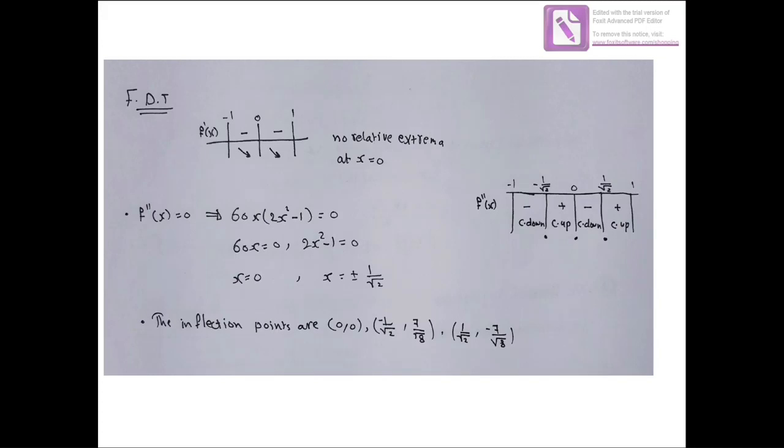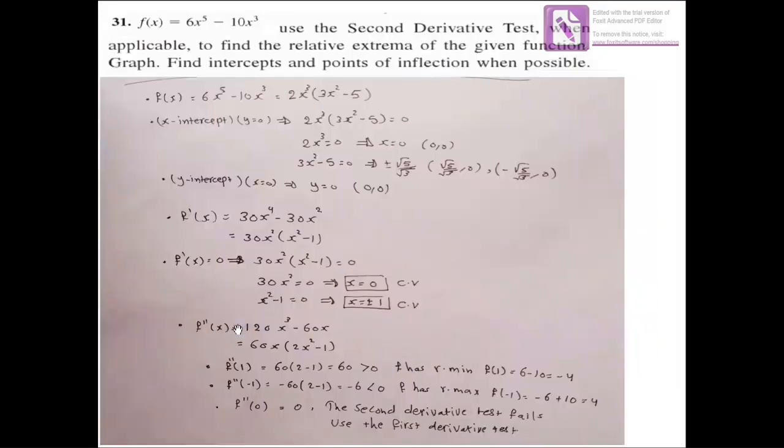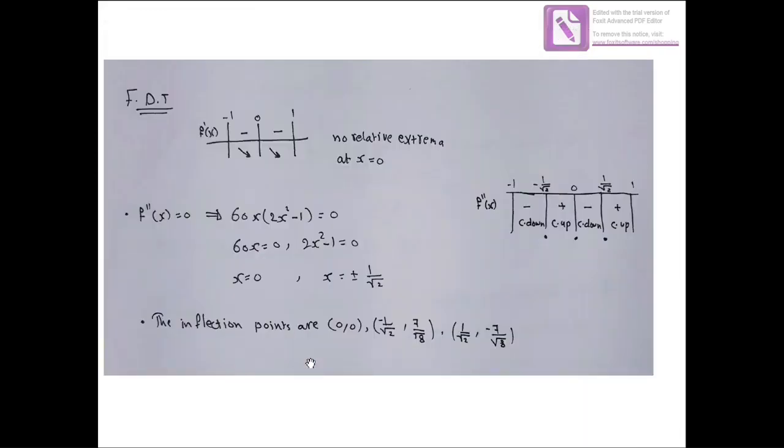To find the points of inflection, you need to find the second derivative, then check if the function changes concavity. So we have here the second derivative, 60x multiplied by 2x squared minus 1, equal to 0. Either 60x is equal to 0, which gives us x equal to 0, or 2x squared minus 1 is equal to 0, which gives us x equal to plus or minus 1 over root 2.